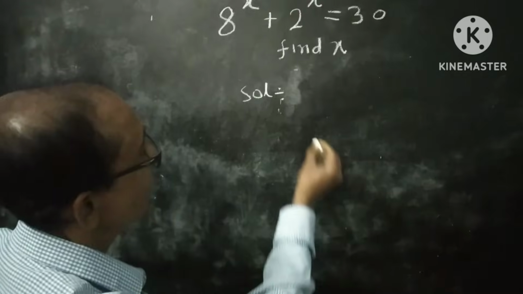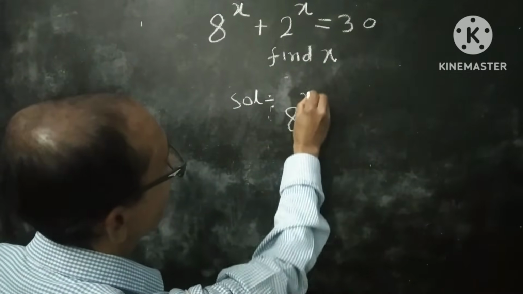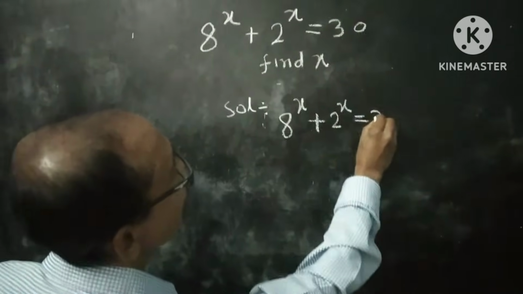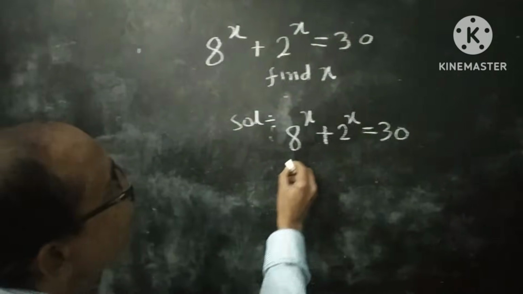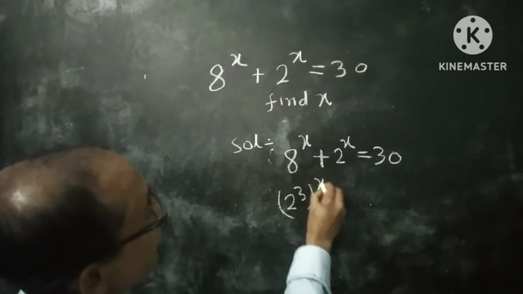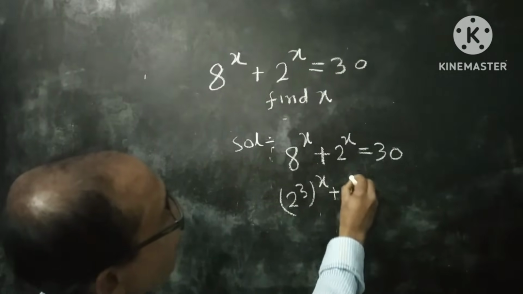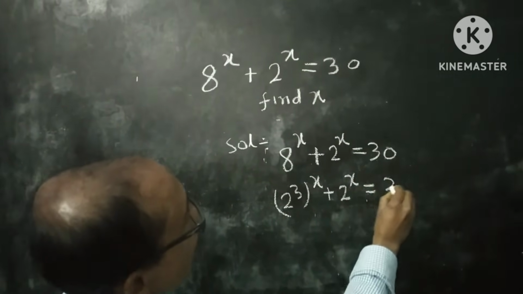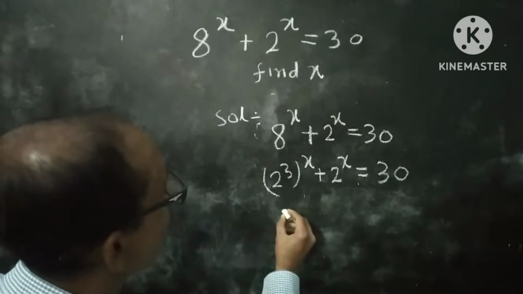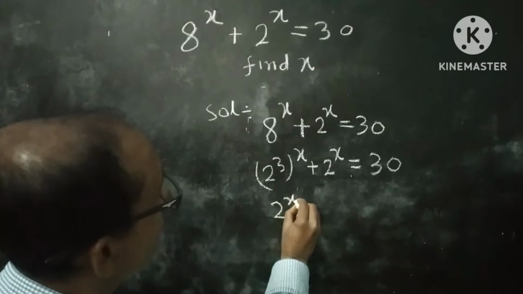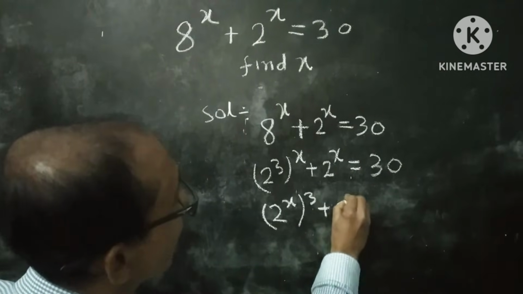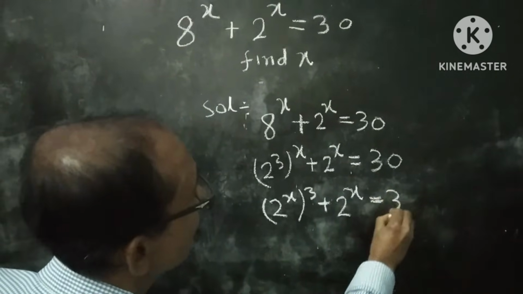Here is the solution. 8 to the power x plus 2 to the power x equal to 30. So we can write 8 as 2 to the power 3, whole to the power x, plus 2 to the power x equal to 30, or (2 to the power x) whole to the power 3 plus 2 to the power x equal to 30.